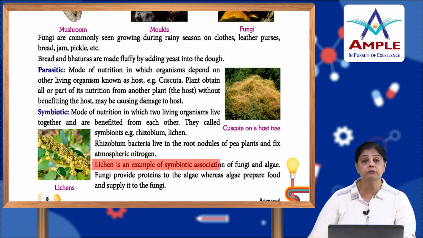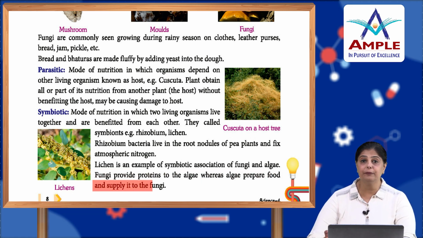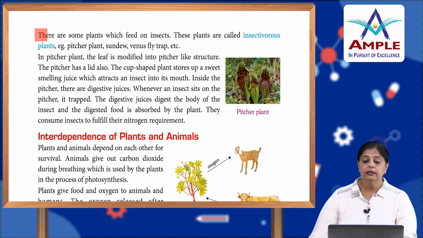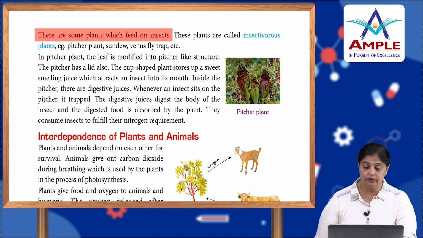Lichen, what is a lichen? It is an example of a symbiotic association of fungi and algae. It is where fungi and algae come together. Fungi provide protection to the algae, where algae prepare food and supply it to the fungi. Now there are some plants which feed on insects. There are plants that trap insects. These plants are called insectivorous plants.